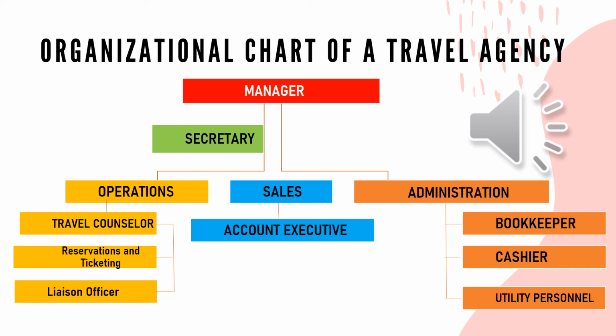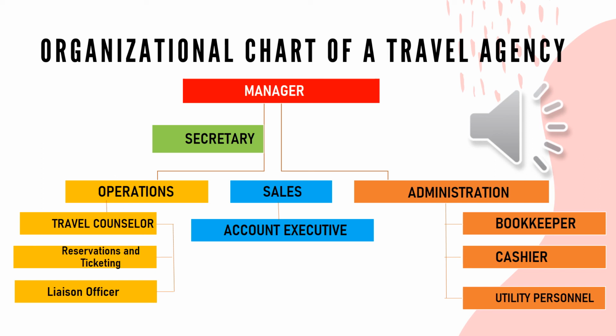So this person, depending on the size of the business, can be a single-man position only, or it can be two in the same position. For example, an account executive can be two people, depending on the size of the business.